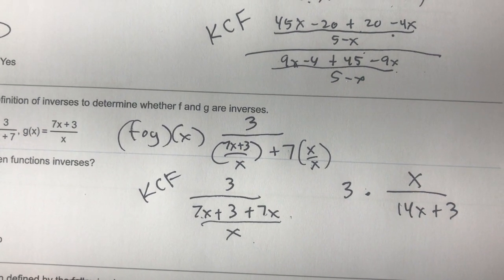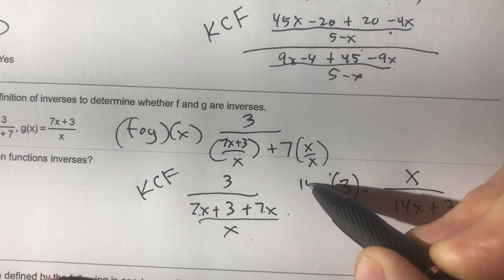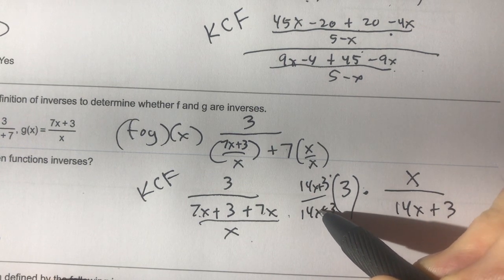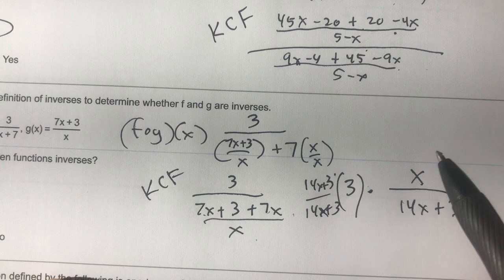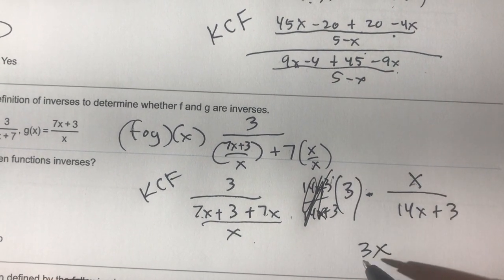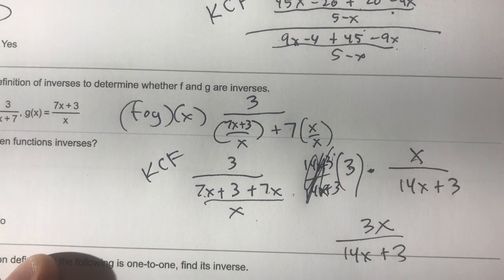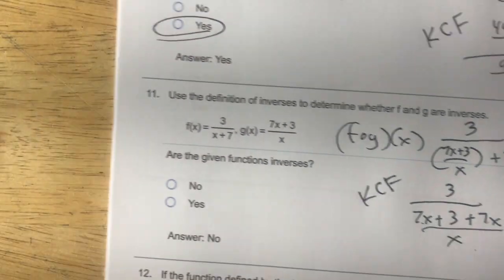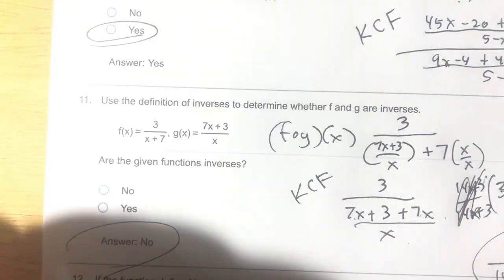Okay, now what I could do is multiply top and bottom of this one by 14x plus 3 over 14x plus 3, so I'd have common denominators here to add. Oh no, it's multiply, I'm sorry. This is multiply, forget that. So this is going to be 3x over 14x plus 3. I was thinking as an add. But I'm not going to get x here. So this is no. This is a big no. I think you see the answer right there.